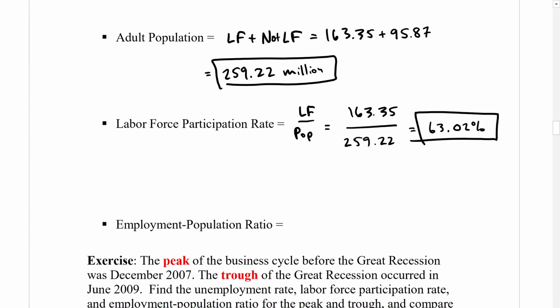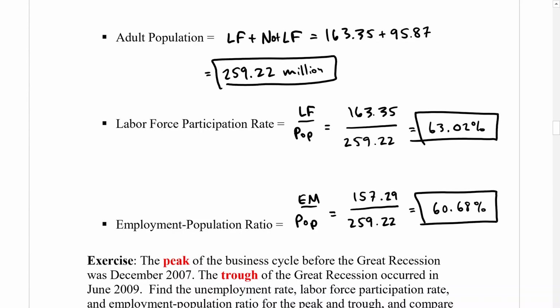Okay, and then our employment population ratio. So again, employment divided by the population. The number employed was 157.29 million over 259.22 million population for a total of 60.68%. That means 60%, or 3/5 of the adult population, had a job.